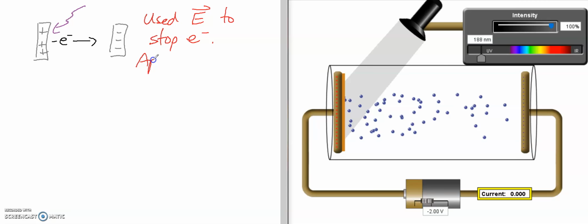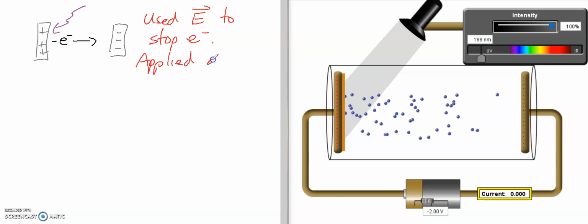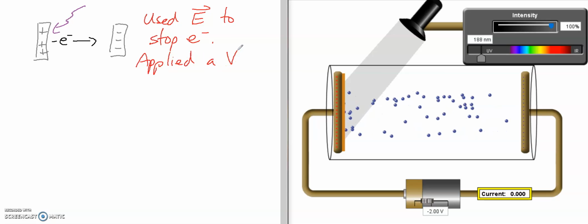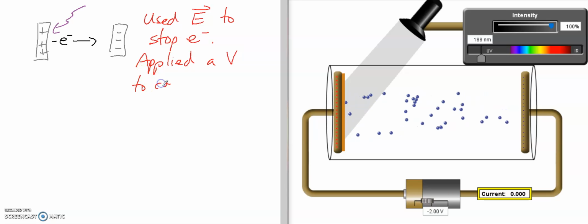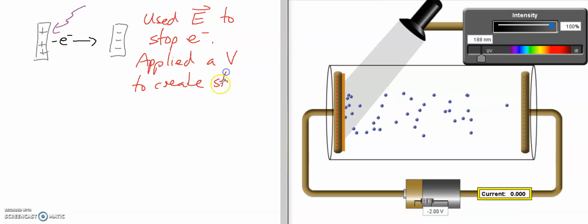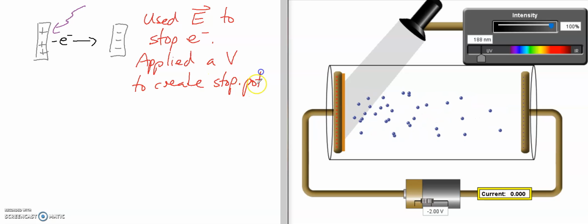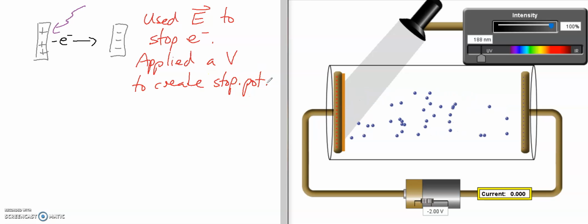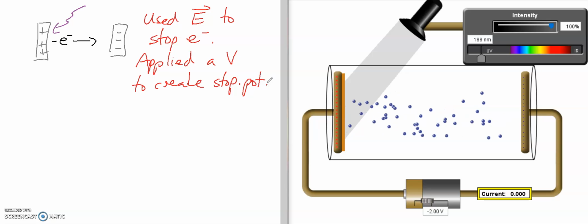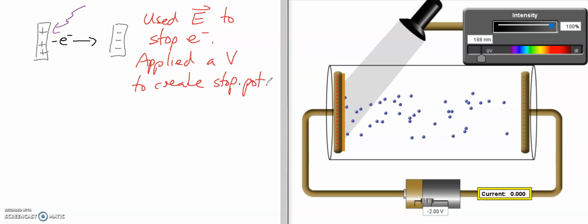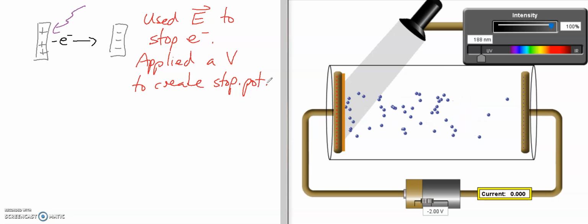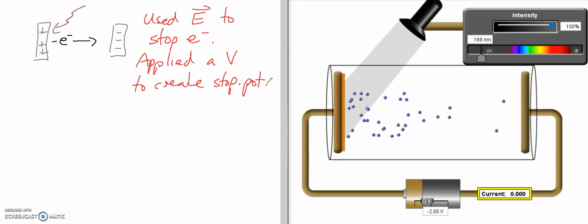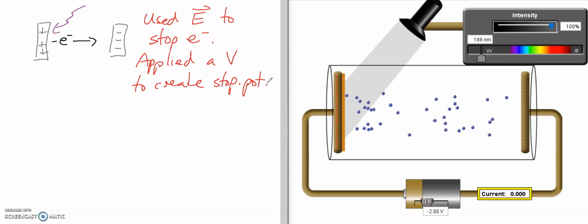Okay, so he applied a voltage or potential difference to create what's called stopping potential. Okay, and this was actually called stopping potential. And basically what happened is a really, really simple idea. He uses the electric field to do work against the electrons and take away all of their kinetic energy. And that's what the stopping potential is.